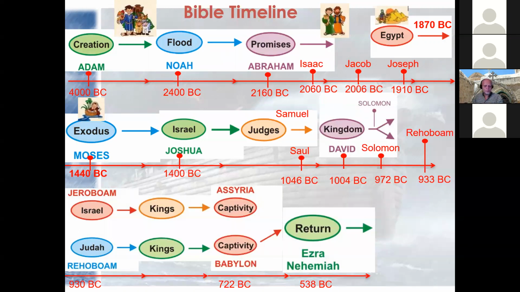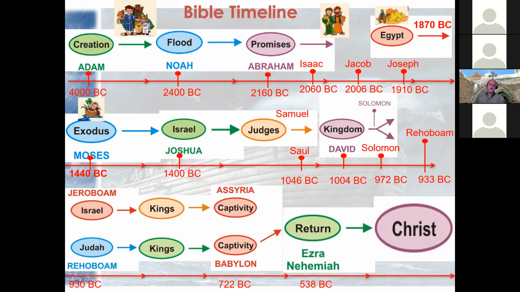70 years later, as we said, King Cyrus, God spoke through him, and he allowed the people to return back to Jerusalem, and they began to rebuild the temple, and they began to rebuild the walls of Jerusalem. This was under the leadership of Ezra, the scribe, and Nehemiah, who became the governor later on. So these two people, Ezra and Nehemiah. This all happened around 500 or so before Christ.